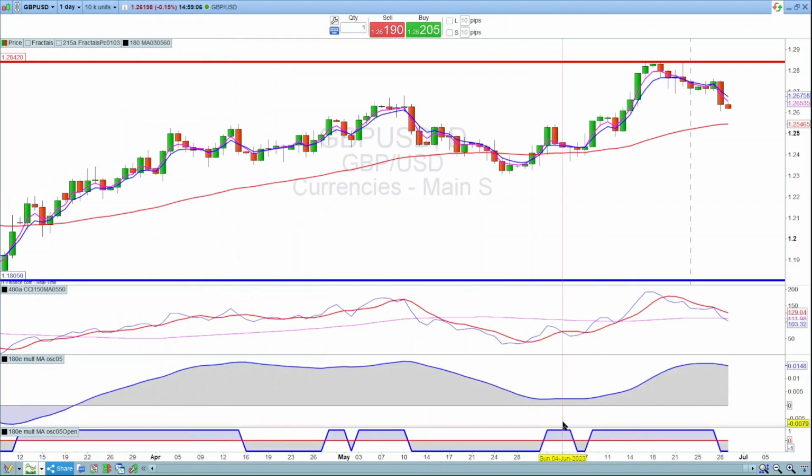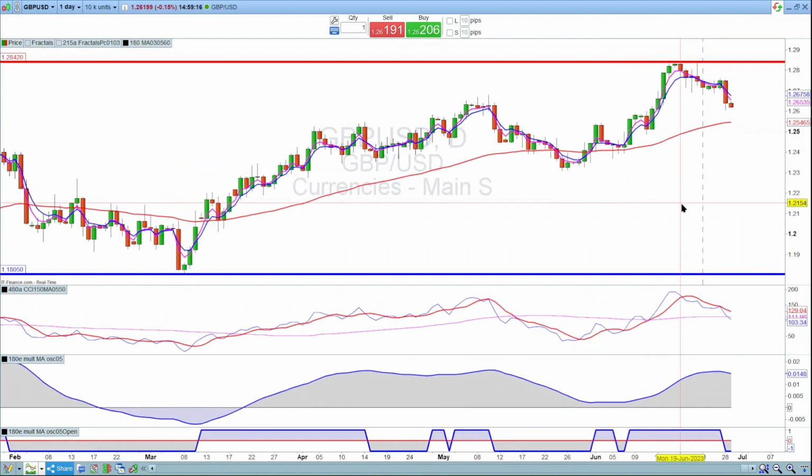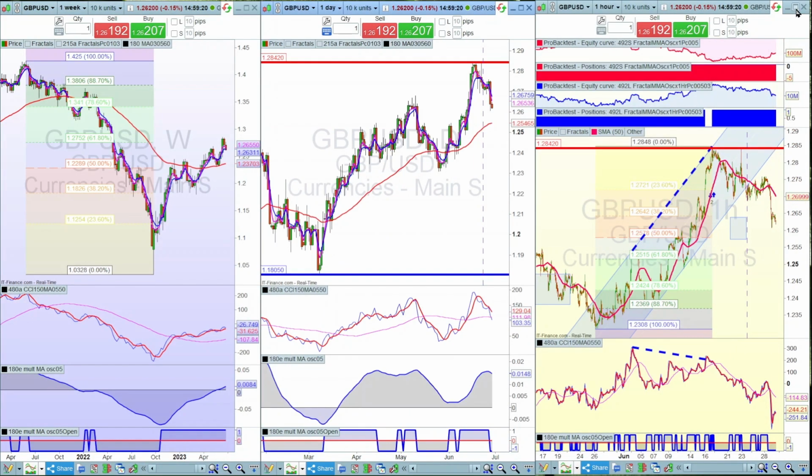On the daily, as we said, our indicator is showing a bearish signal with our moving averages and our oscillator. It did bounce off the key resistance at 128.42, and it's been declining slowly since. And you can see there the range.